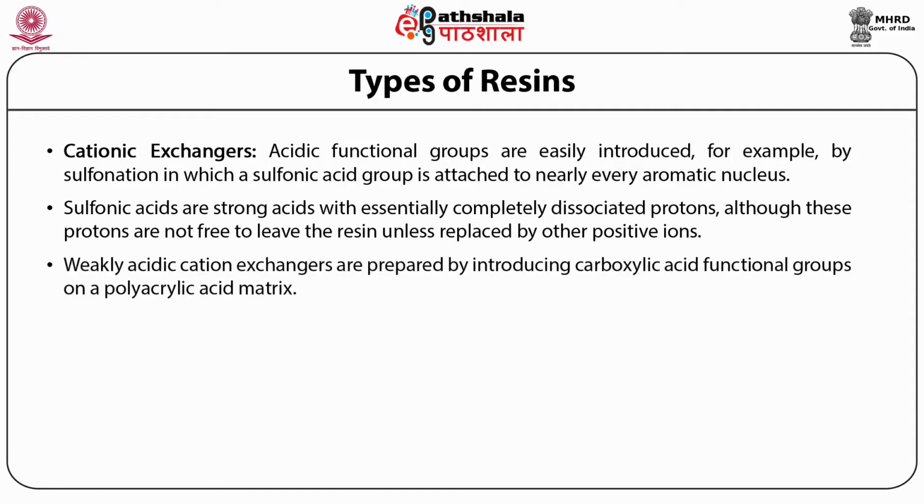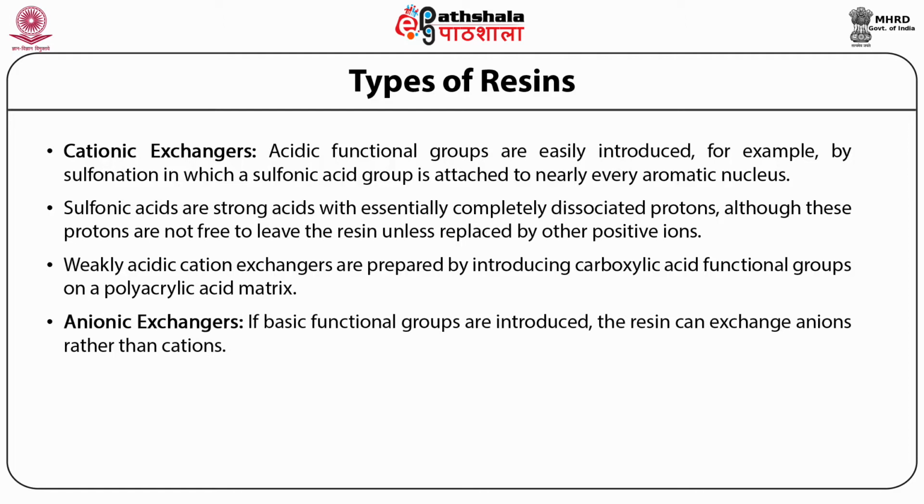Weakly acidic cation exchangers are prepared by introducing carboxylic acid functional groups on a polyacrylic acid matrix. The total number of equivalents of replaceable protons per unit volume of resin determines the exchange capacity of the resin. For weak ion exchange resins, the capacity is a function of pH.